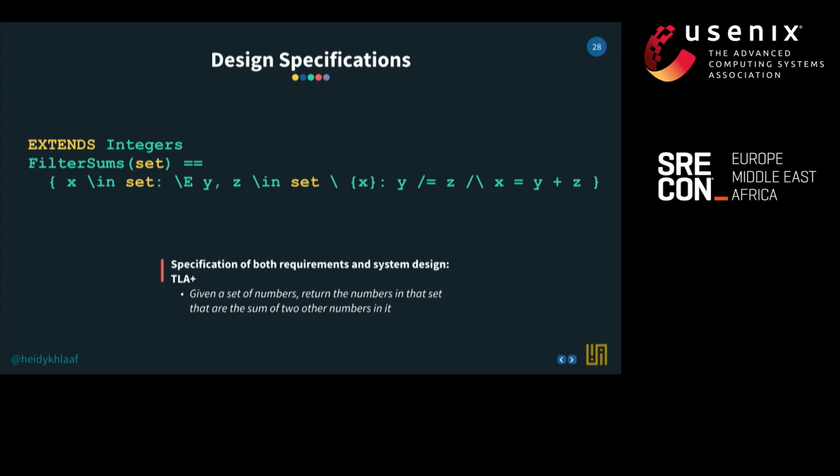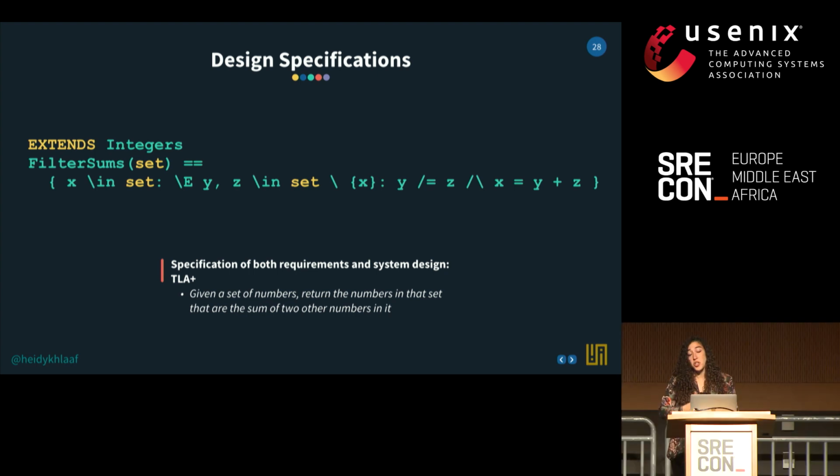But the idea is, instead of going directly to implement your code, it turns out a lot of bugs don't come from code, but from your actual design. A lot of times the requirements that you have are inconsistent or incompatible, and the design itself might be incorrect. So the idea is to write this out in TLA Plus first before you get to the implementation stage, to sort of get rid of bugs in your design and your requirements.